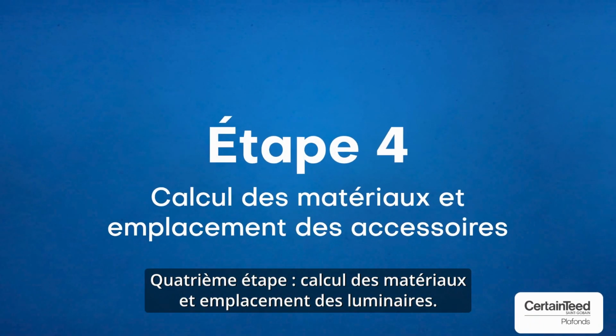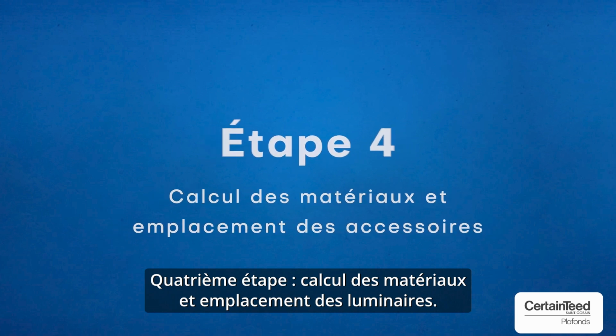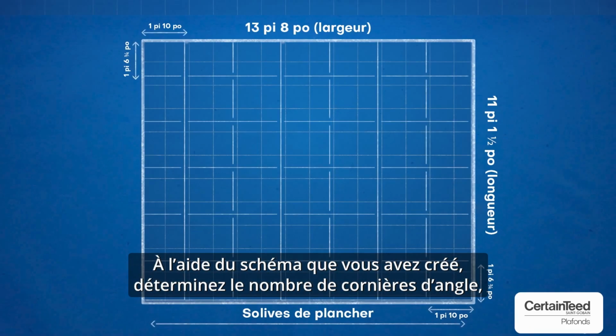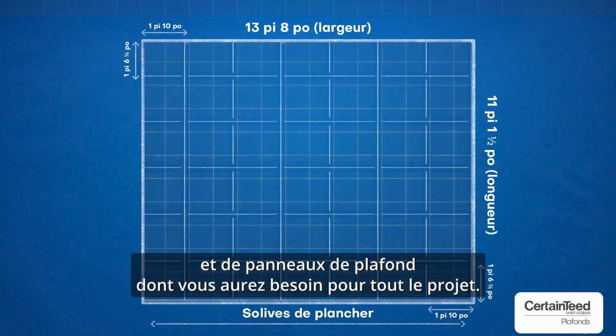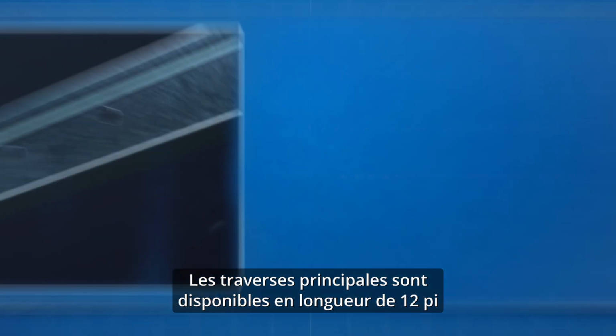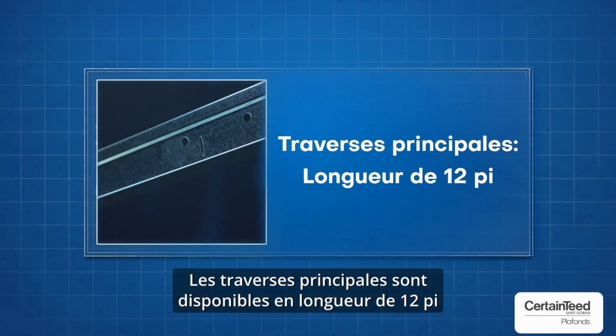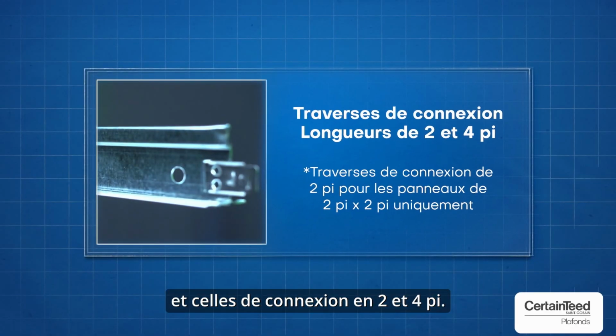Step 4. Material calculation and fixture location. Using the room diagram that you created, determine the number of pieces of wall angle, main tees, cross tees, and ceiling panels you'll need to finish the project. Main tees come in 12 foot lengths. Cross tees come in 2 foot and 4 foot lengths.